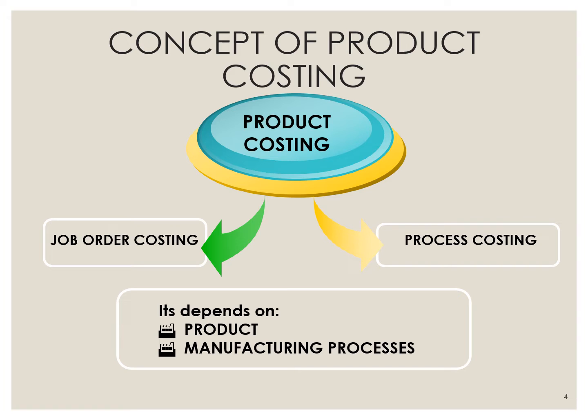Concept of product costing. There are two basic types of cost accounting systems. 1. A job order cost system. 2. A process cost system. These two product costing systems differ depending on the product or manufacturing processes.